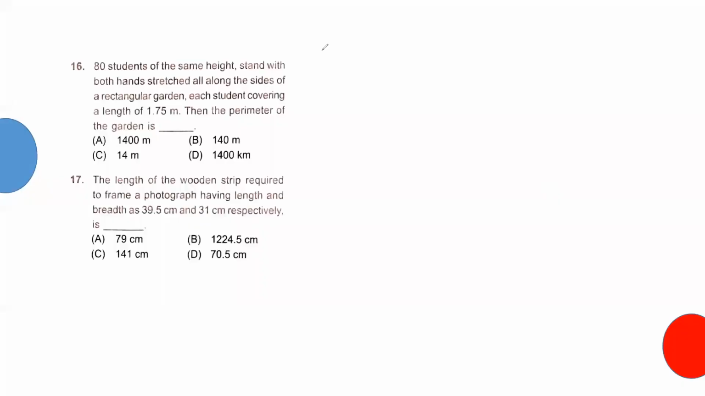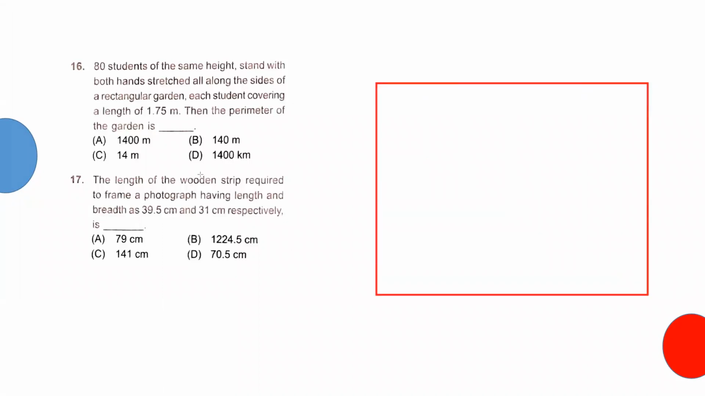Now see the next question. It is showing the length of a wooden strip. Something like this, a wooden strip is there and you are framing a photograph. So here a photograph is there, right?